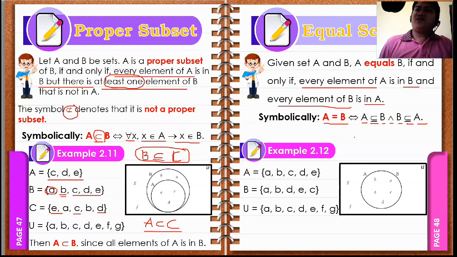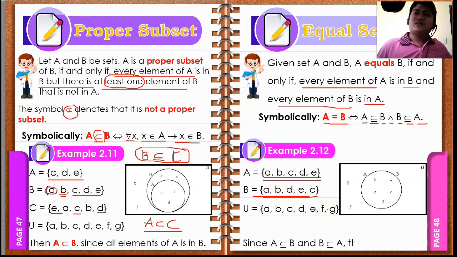So A is equal to the set with elements A, B, C, D, E and set B with the elements A, B, D, E, C. As you notice, the set elements are A, B, C, D, E. All the elements of A are also found in set B. And likewise, all elements of B are also found in A. Therefore, since A is a subset of B and B likewise is a subset of A, thus A is equal to B. So take note, this is how we prove that two sets are equal.